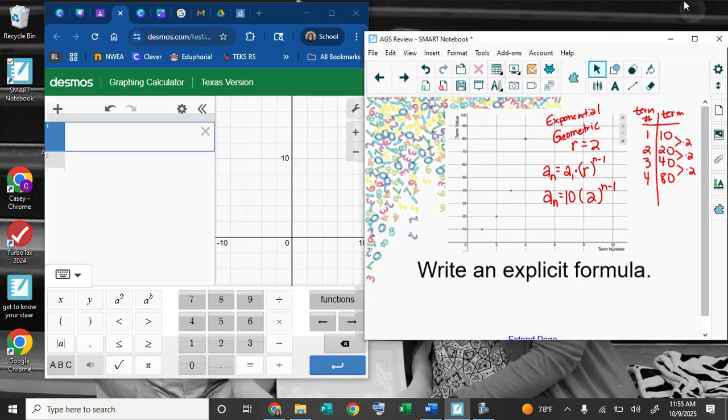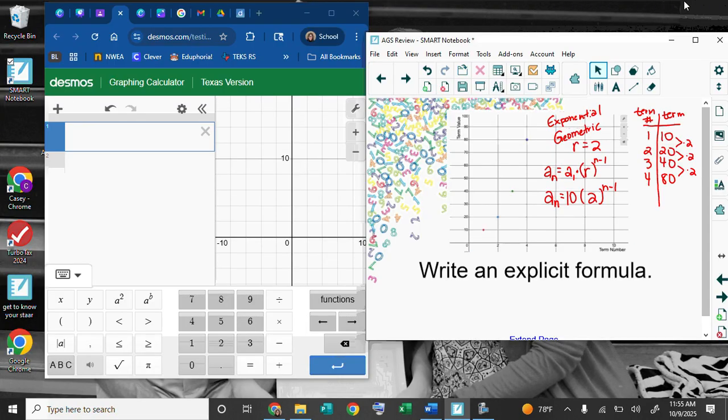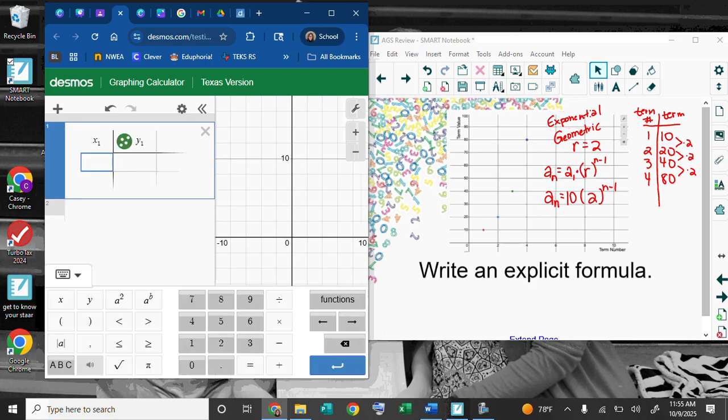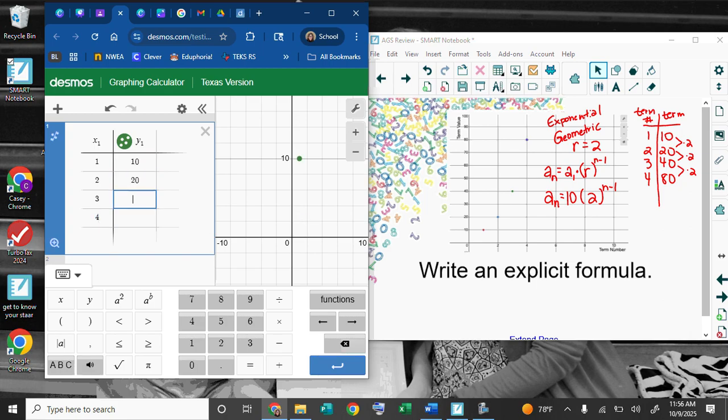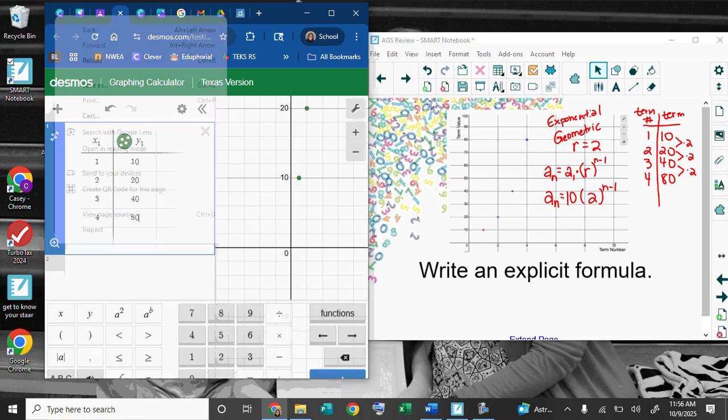So I'm going to come back over here and add a table. I'm going to do 1, 2, 3, and 4, and I'm going to get 10, 20, 40, 80. We already said we can't see that, so we're going to use this magnifying glass right there.